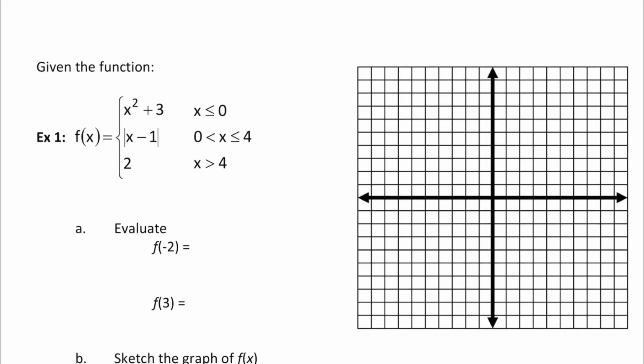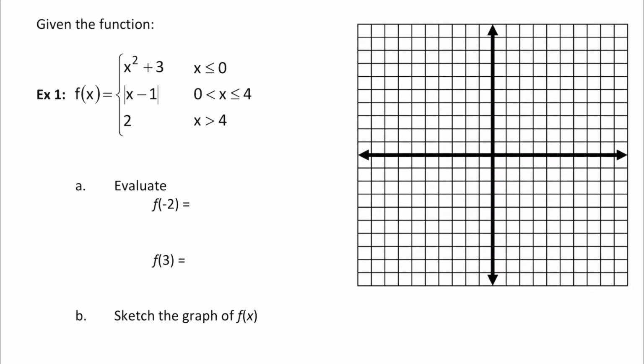Okay, so let's do a quick review of a piecewise function, evaluating and graphing. So first thing I want you to do here, given this piecewise function f of x, is x squared plus 3 when x is less than or equal to 0. Its absolute value, x minus 1, when 0 is less than x is less than or equal to 4, and it's the constant 2 when x is greater than 4.